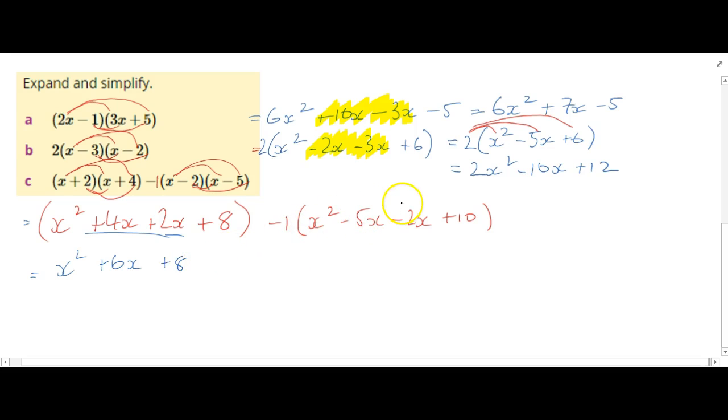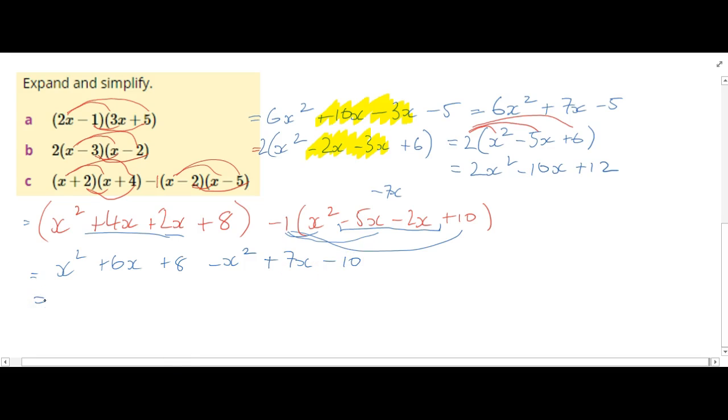Now, these are like terms here. That's negative 7x. What this negative 1 is going to do is change the signs of all these terms. So negative 1 times x squared is negative x squared. Negative 1 times negative 7x is positive 7x. And negative 1 times 10 is negative 10.